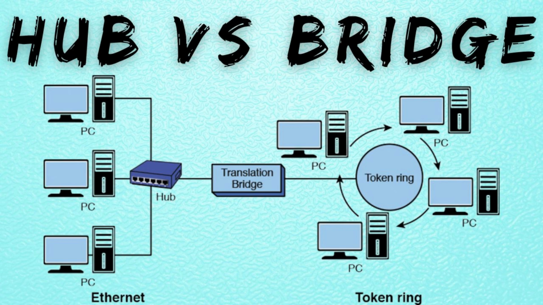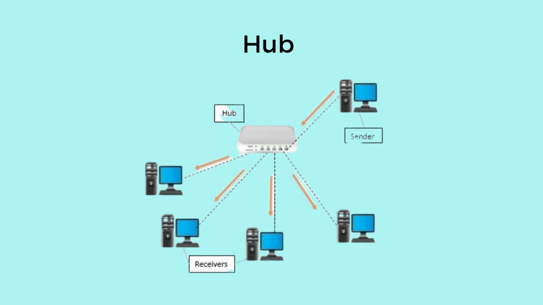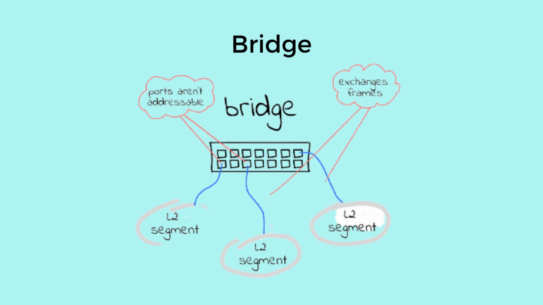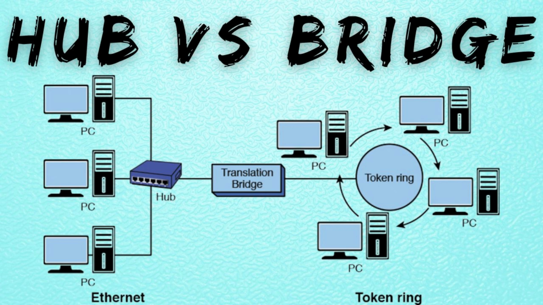In this video, I will tell you about the difference between hub versus bridge. The hub works on the physical layer. A hub transmits the data to each device connected to it. Also, it broadcasts the data. A hub is used as a central device for providing the connection among the various nodes. The hub is used as a connector of the LAN segments.